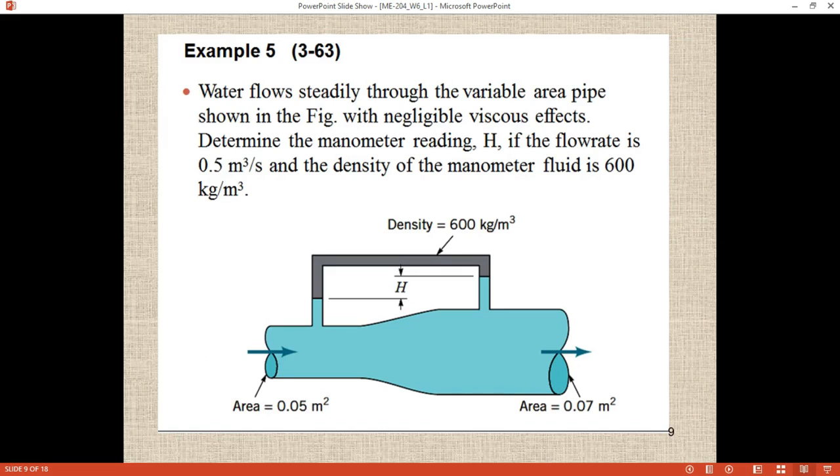Next, please. This is almost the same problem, but here the flow is going into the divergent section, and we are using a U-tube manometer.